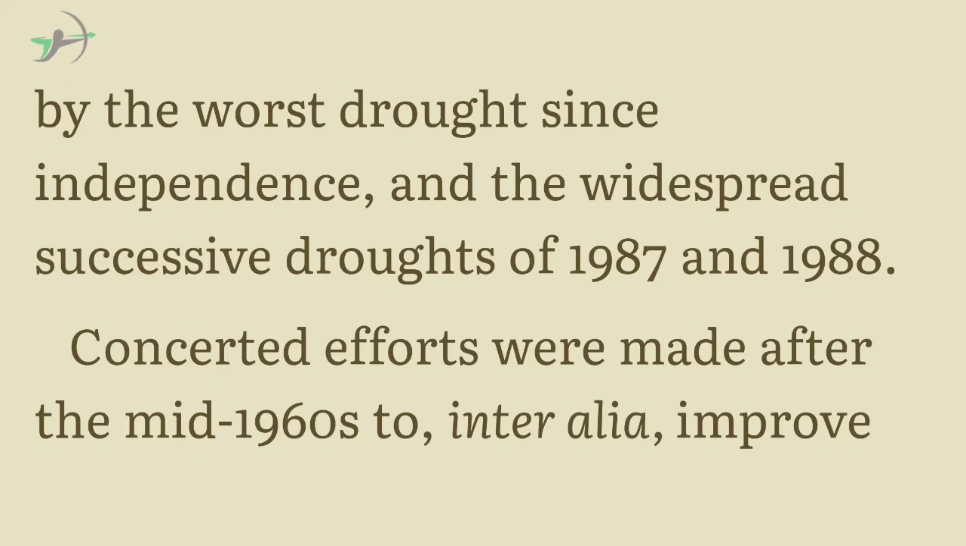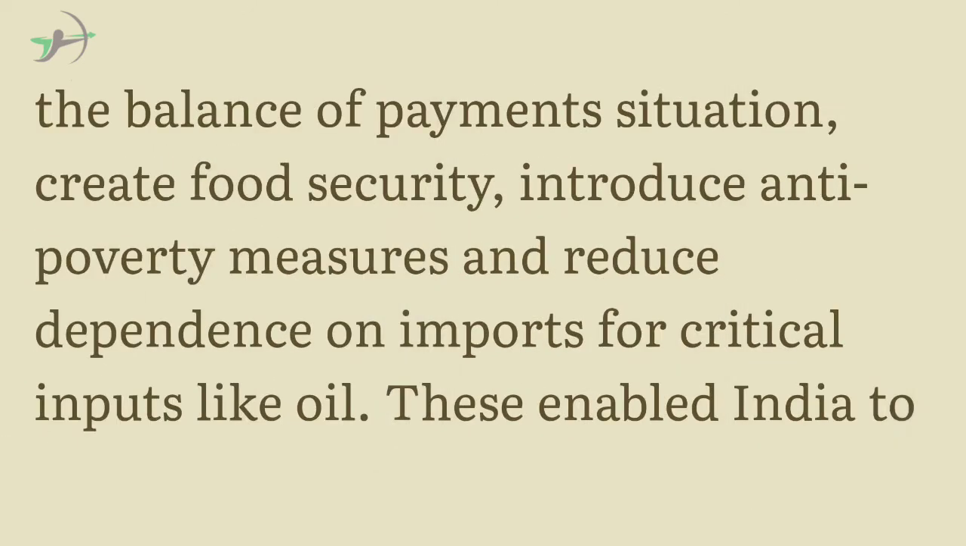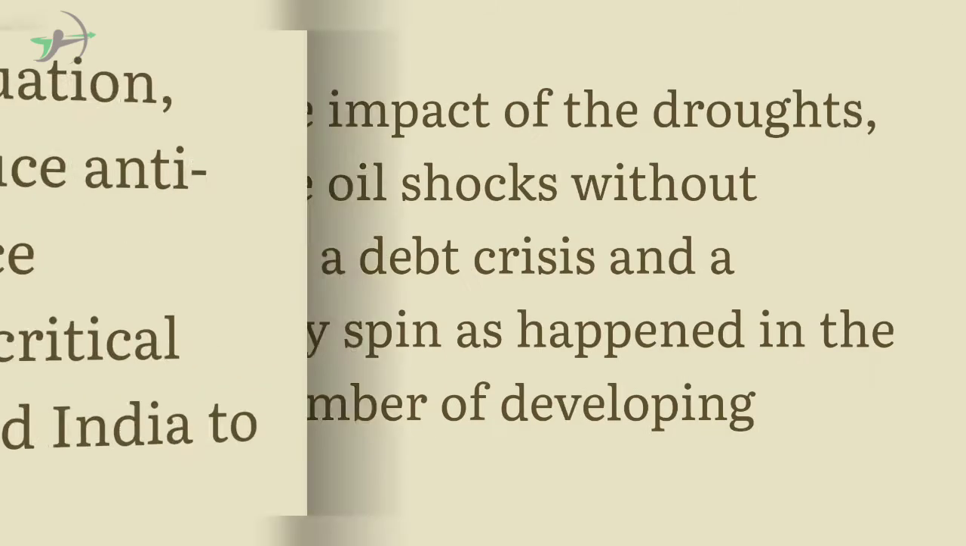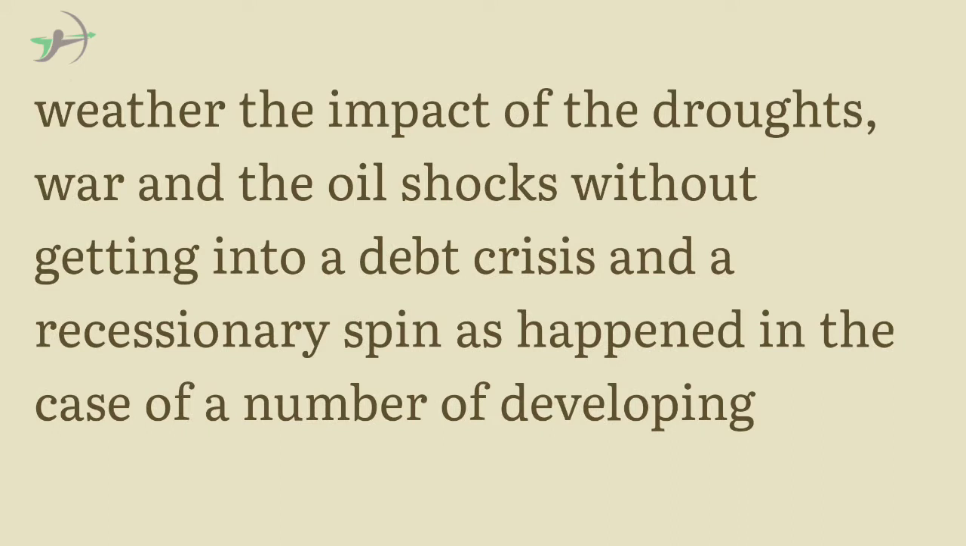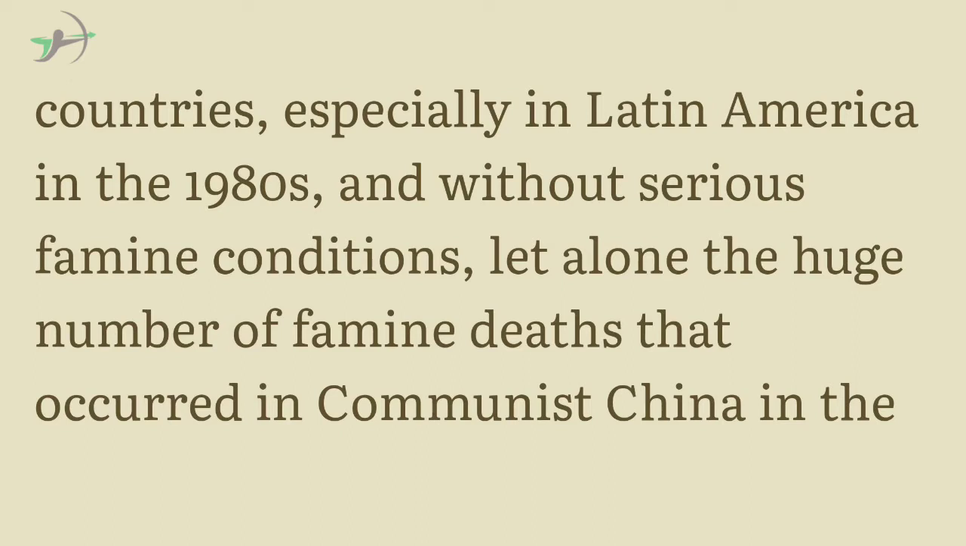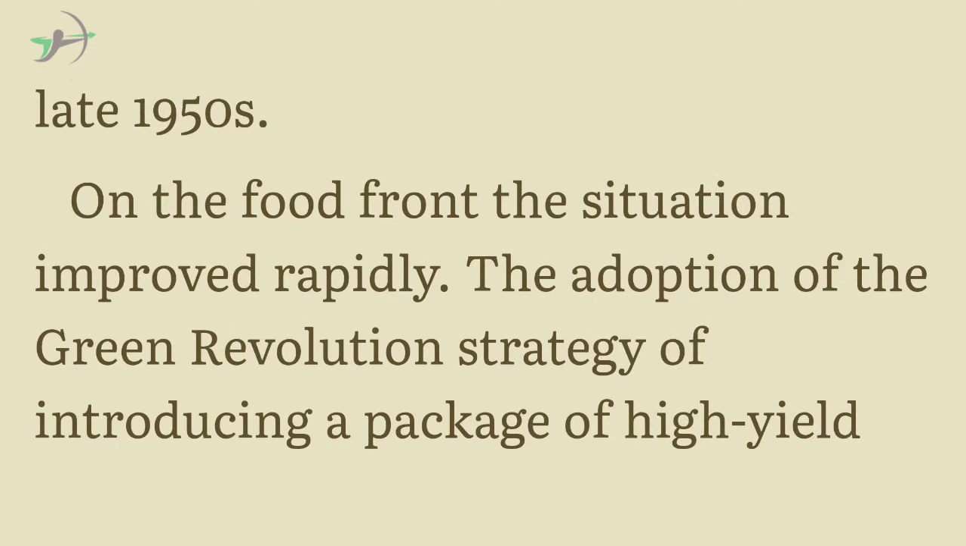Concerted efforts were made after the mid-1960s to, inter alia, improve the balance of payment situation, create food security, introduce anti-poverty measures, and reduce dependence on imports for critical inputs like oil. These enabled India to weather the impact of the droughts, war, and the oil shocks without getting into a debt crisis and a recessionary spin as happened in the case of a number of developing countries, especially in Latin America in the 1980s, and without serious famine conditions, let alone the huge number of famine deaths that occurred in communist China in the late 1950s.